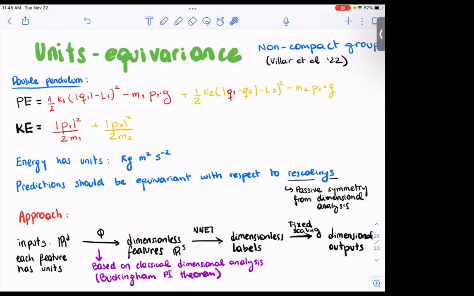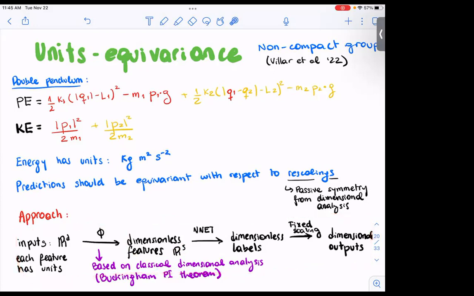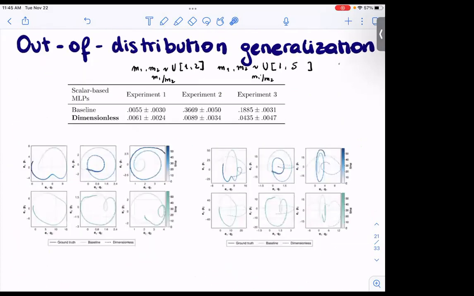If you do a model like this, this model is going to be equivariant with respect to units scalings, and that incorporates another symmetry as well. And we can show that this implementation of this symmetry gives us better out of distribution generalization. You can train in some regime and evaluate in a different regime, and it works very well in comparison with not doing this unit scaling.